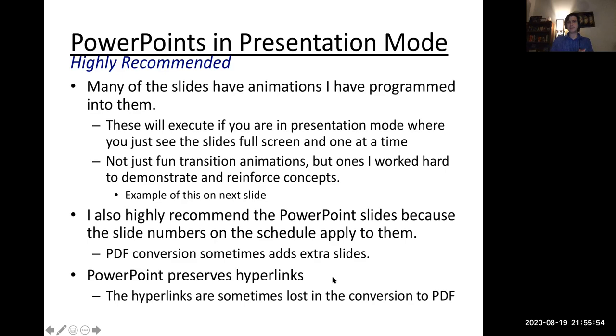I also highly recommend that you use the PowerPoint slides because the slide numbers that are on the schedule are the PowerPoint slide numbers. When you convert to PDF, sometimes it adds extra slides, so the numbers might be off by 1 to a few. Also, I put hyperlinks into my slides if you want more information, and PowerPoints are 100% going to preserve hyperlinks. Conversion to PDF, sometimes they're lost. I haven't figured out why sometimes they're lost and sometimes they're not. I believe it's an issue that I am using an Apple computer, a MacBook.